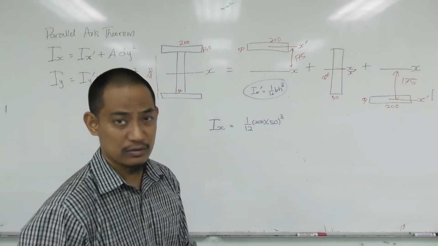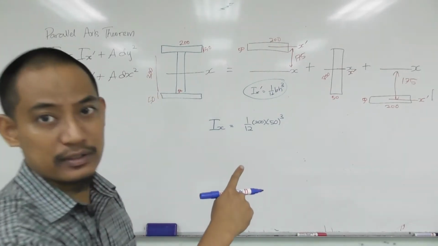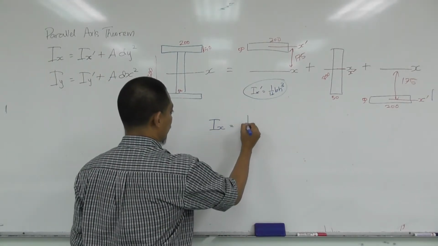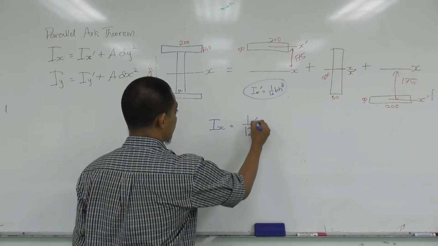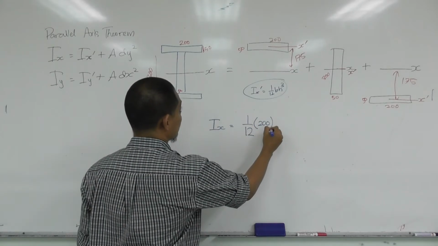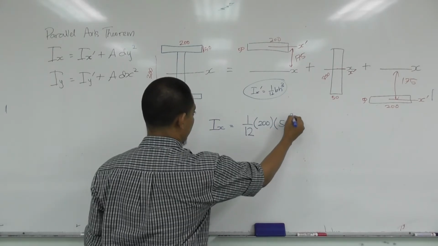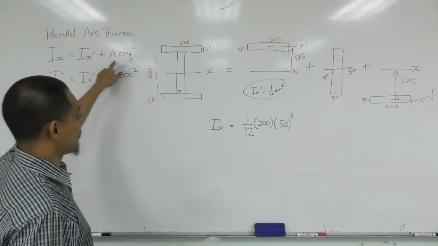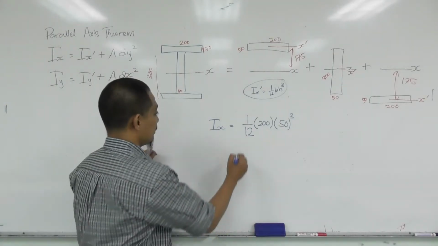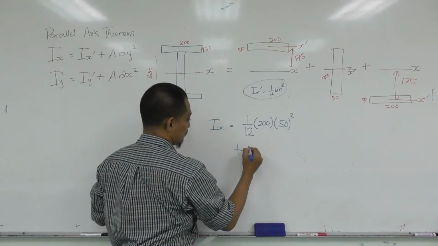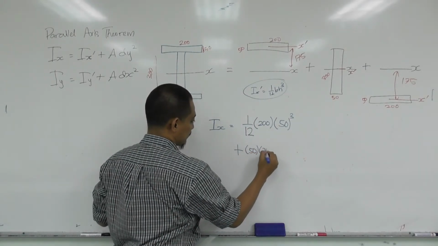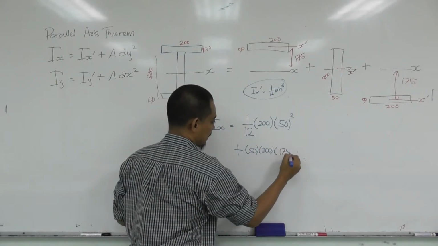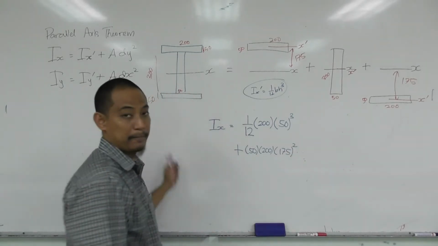right? Is it too small? Hopefully you can see. You can see, right? Is it too small? Okay, I will write it a bit bigger. 1 over 12. B is 200. H is 50, and then you have cube. That is 1 over 12 bh cube for Ix prime. And then plus A dy square, right? A dy square. Plus A. A is 50 times 200. And then dy square. Dy is 175, and then you have square, right?